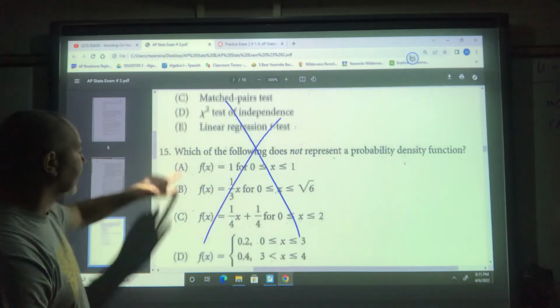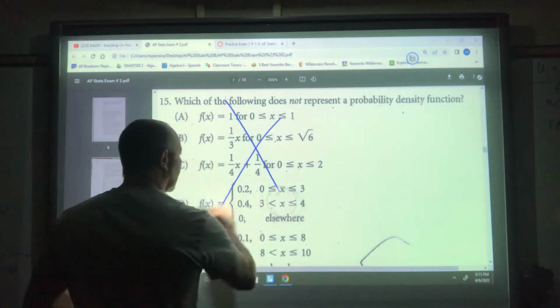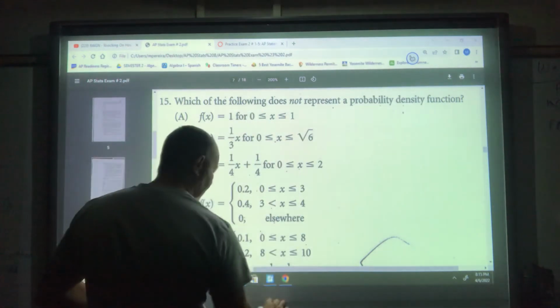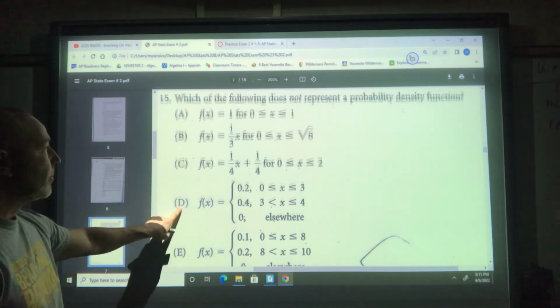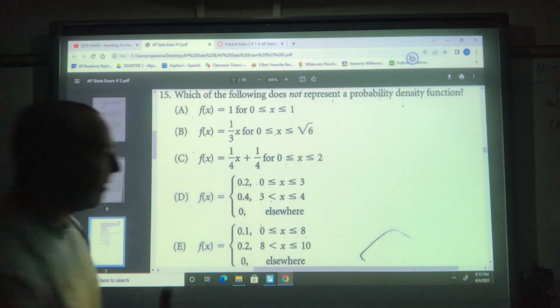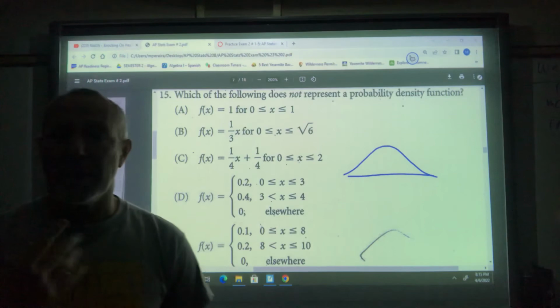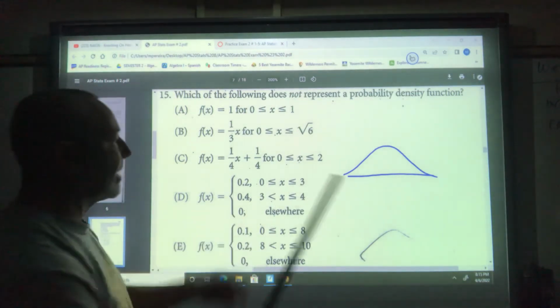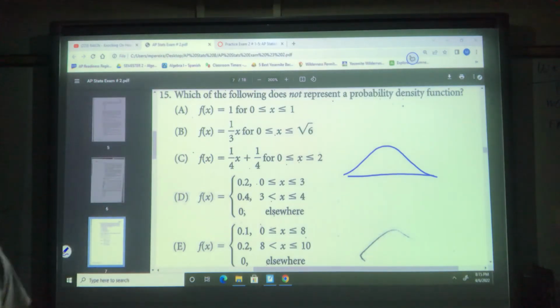And then 15 is really similar. So 15, you need to know about 15, but not this particular set of problems that they gave you. Which of the following does not represent a probability density function? Think about this: we're always working with that. It's all the probability under this function, a function that has a certain math equation, and the probability under there should equal 1. It cannot equal more than 1.